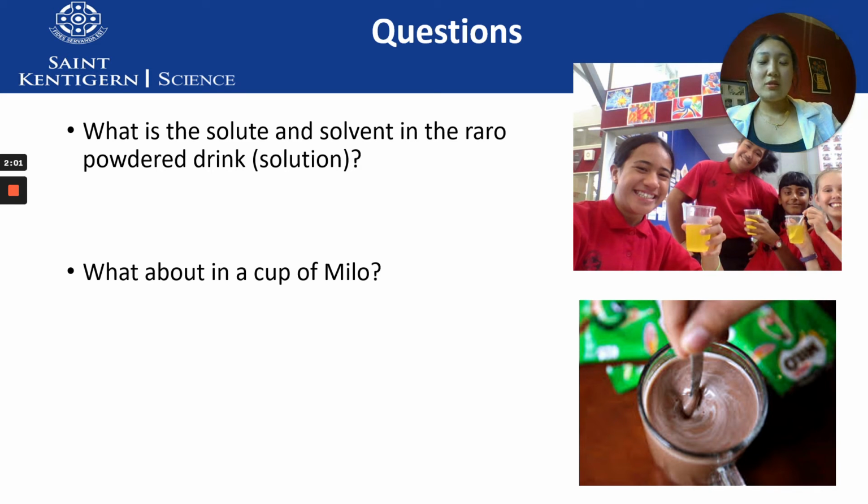In the Raro powdered drink, the solute is the Raro powder and the solvent is the water, right? Because the Raro powder gets dissolved in water, and there is a lot more water than there is Raro powder. What about in a cup of Milo? What would be the solute and the solvent in a cup of Milo? Again, you can pause this video.